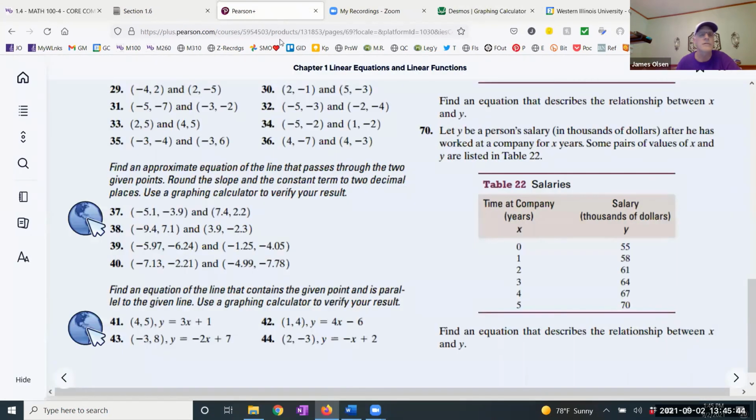Now, the final example I'd like to do today is number 41. Let's go back to our textbook and look at the directions for question 41. Find the equation of the line that contains the given point and is parallel to the given line. Use a graphing calculator to verify your result. So let's write down on our paper the point 4, 5 and the equation y equals 3x plus 1.